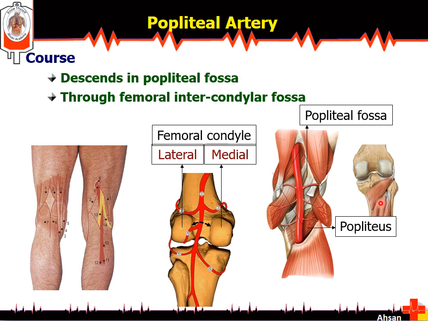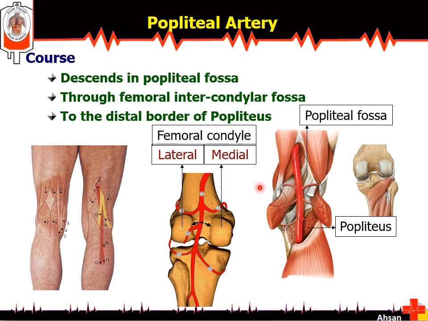So the course is very easy. It enters into the popliteal fossa through this opening to become the popliteal artery, passes in the floor of the popliteal fossa, runs between the two condyles of the lower end of the femur in the intercondylar fossa, crosses the knee joint, and passes over the popliteus muscle to the lower margin of the popliteus, and then it divides into its terminal branches, the anterior and posterior tibial arteries.